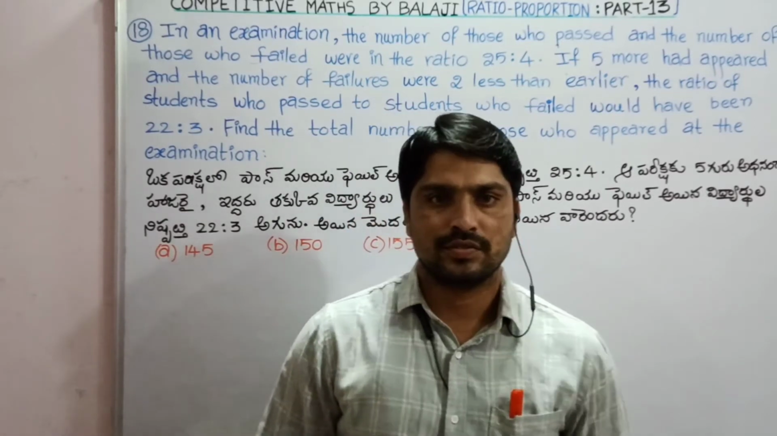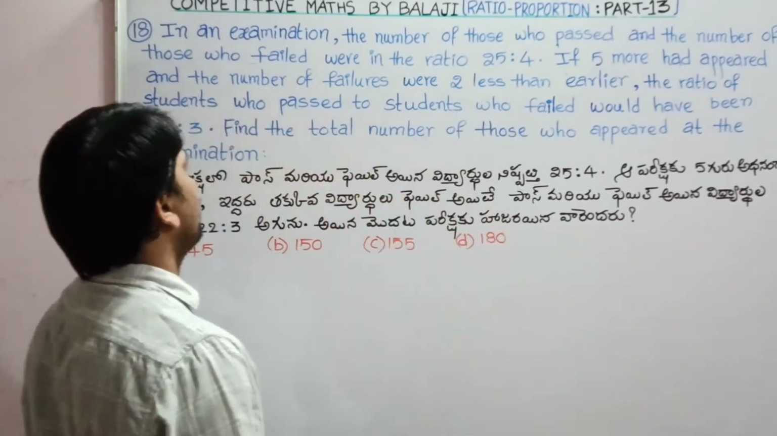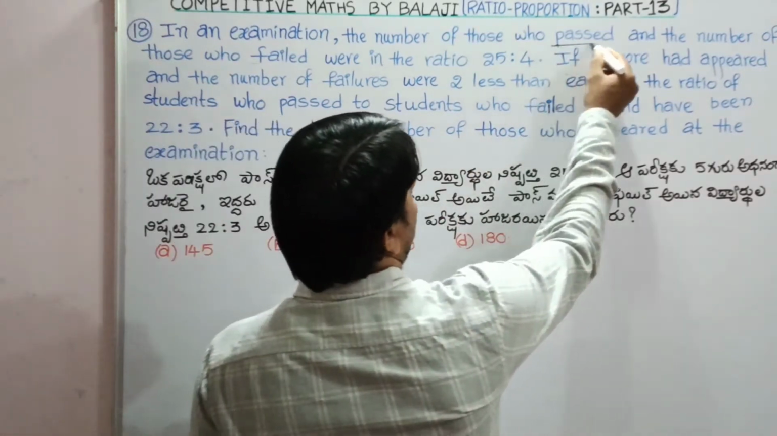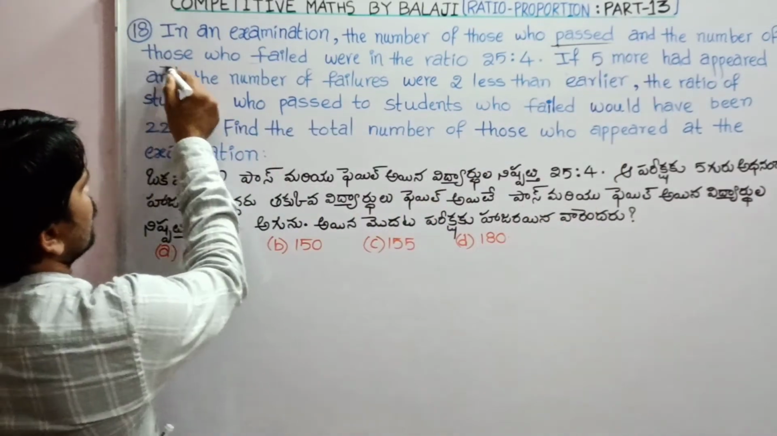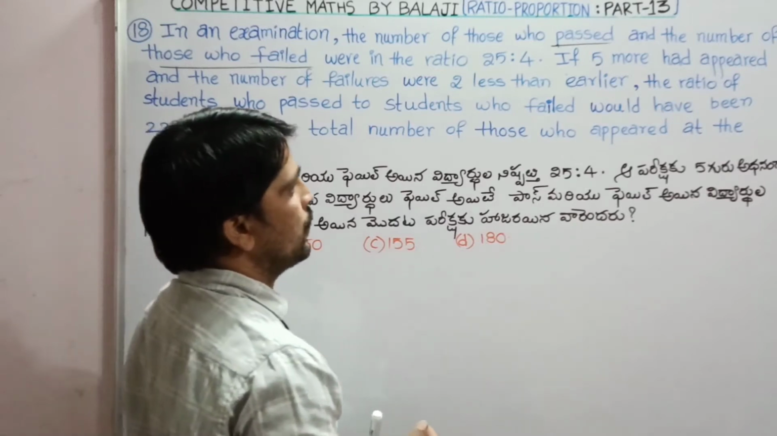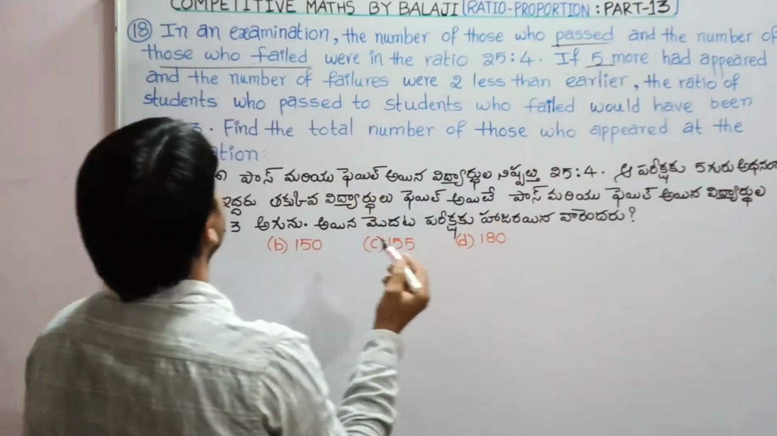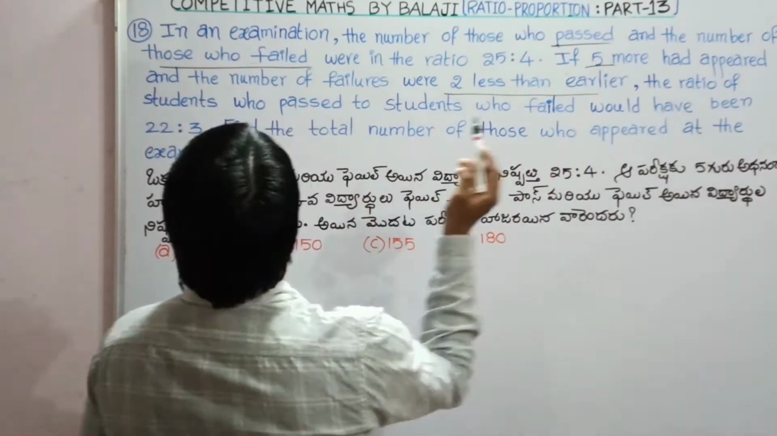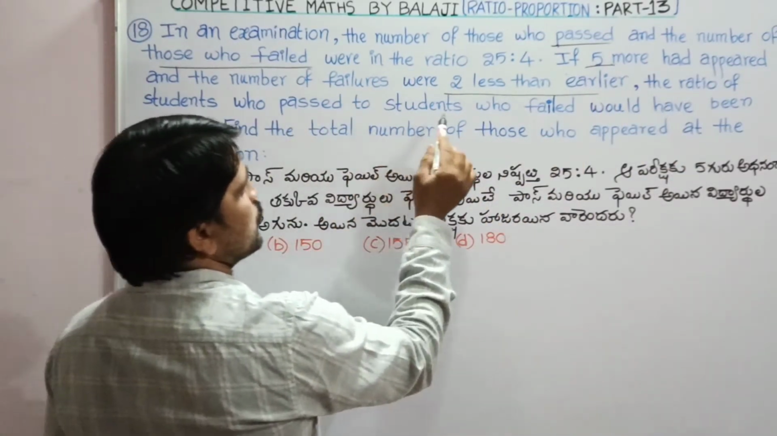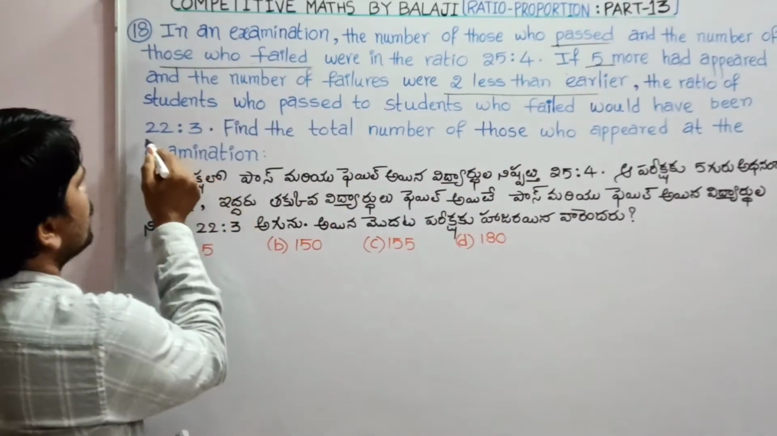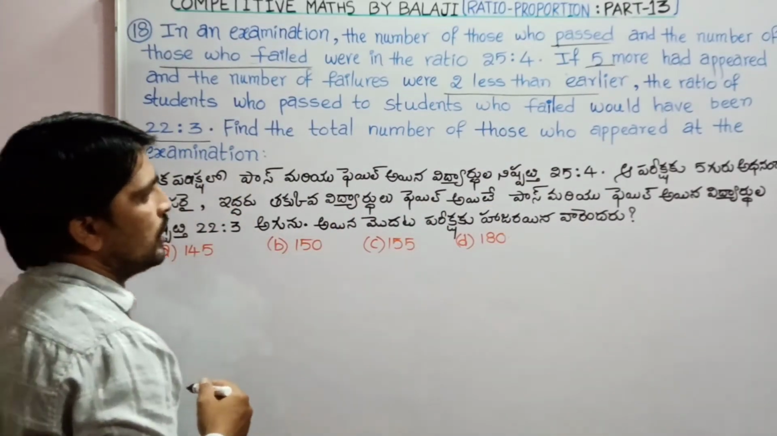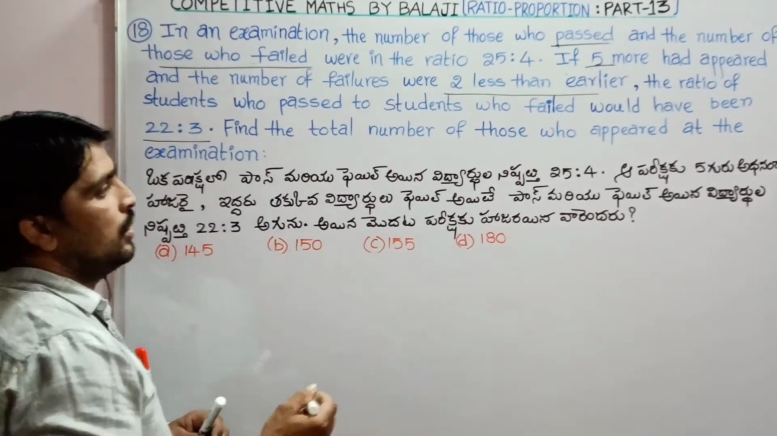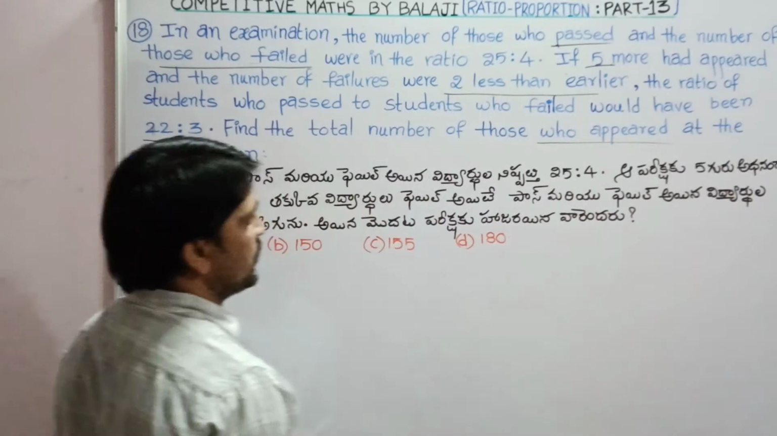So let's start our class with question number 18. In an examination, the number of those who passed and the number of those who failed were in the ratio 25:4. If 5 more had appeared and the number of failures were 2 less than the earlier, the ratio of students who passed to students who failed would have been 22:3. Find the total number of those who appeared at the examination.